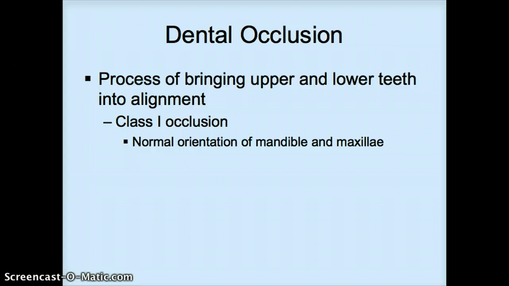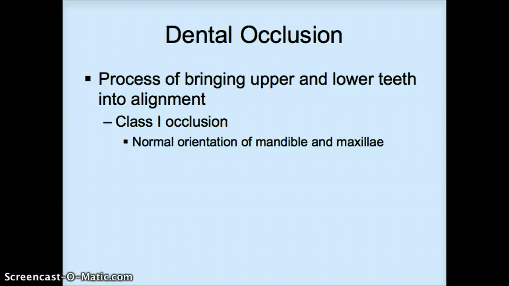When we close our mouth, the process of bringing our upper and lower teeth together into alignment is called occlusion. So occlusion really is just bringing the upper and lower teeth into contact. There are 3 different types of alignment. These are class 1, class 2, and class 3, and these can impact articulation and feeding. We'll discuss each one of these types. Proper occlusion is needed for chewing.